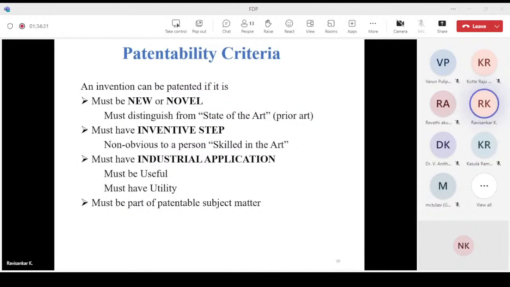So the patentability criteria are: it should be new or novel, it should have an inventive step, it should have industrial application, and it should be part of patentable subject matter. New means it should not be known.